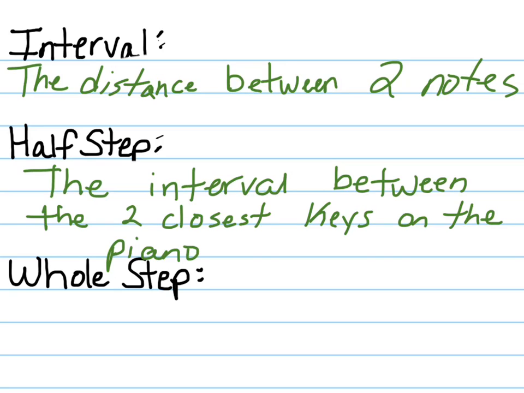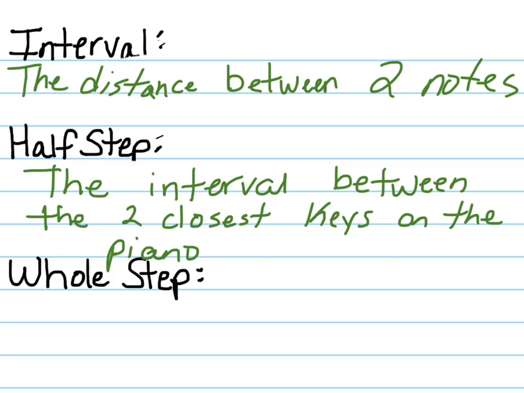Okay, so a half step is the interval between the two closest keys on the piano. Now, that can be the pitch and the next closest pitch on the keyboard. Alright, so turn the keyboard on here. If I play a C, and then I want to go a half step above it, I'm going to go to a C sharp, which is a black key. And if I'm playing a B, and I want to go a half step below, it's going to go to a B flat.